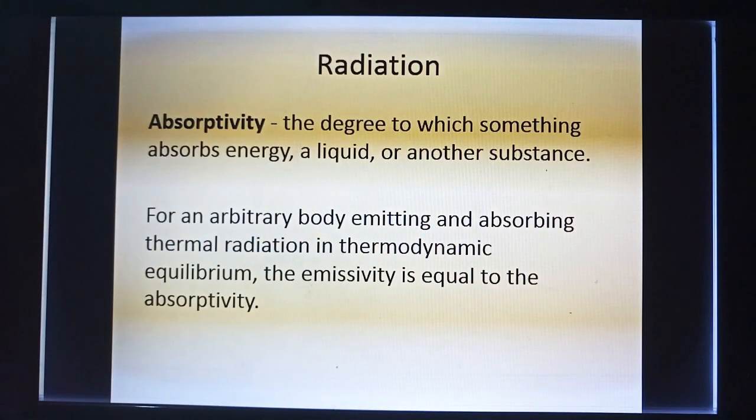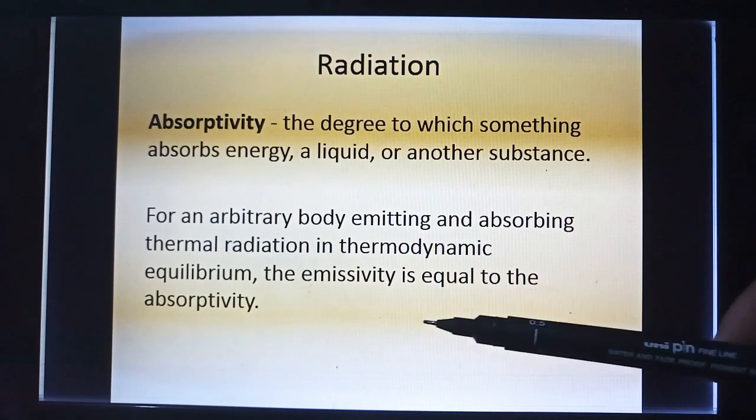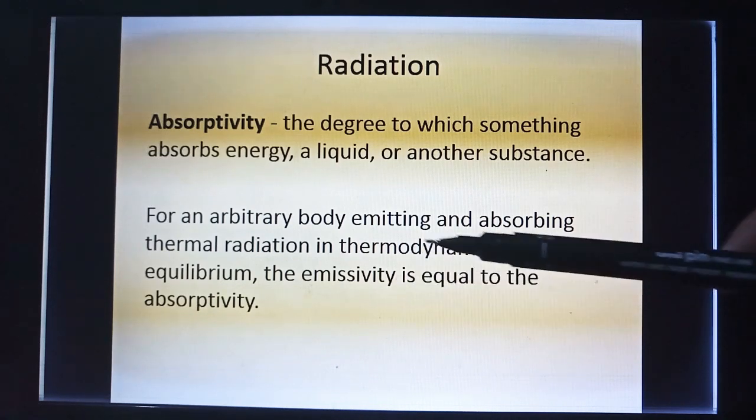Now absorptivity, this is absorption, the degree to which something absorbs energy, a liquid or another substance. For an arbitrary body emitting and absorbing thermal radiation in thermodynamic equilibrium, the emissivity is equal to the absorptivity. In other words, if you have thermal equilibrium, then the emissivity is equal to the absorptivity.